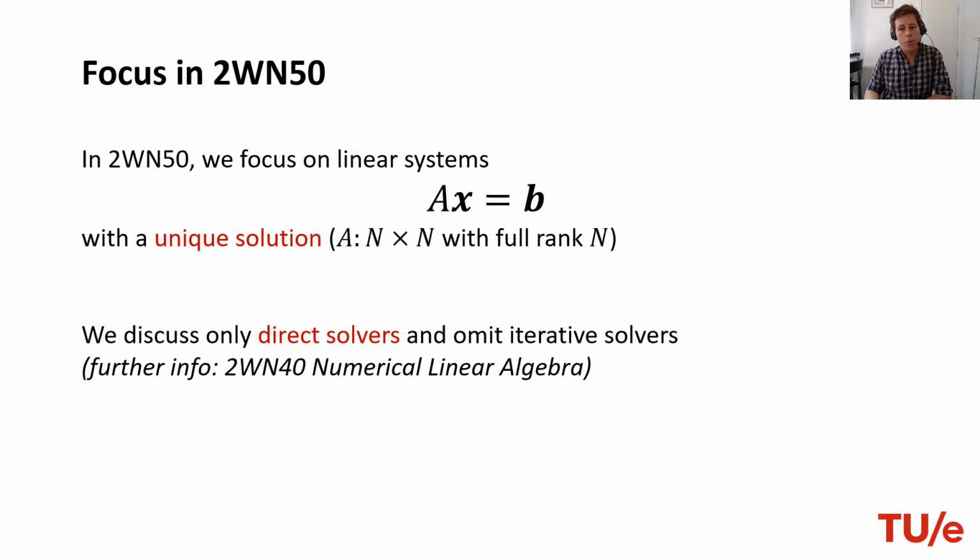Now, where lies the focus in this course, 2WN50? Well, we will focus on linear systems of the form Ax = b, which have a unique solution. That means that A is a square matrix with n rows and n columns, which has full rank. So that means that we have no singular matrix and no inconsistencies, unless otherwise specified. We hope to find unique solutions to this system.